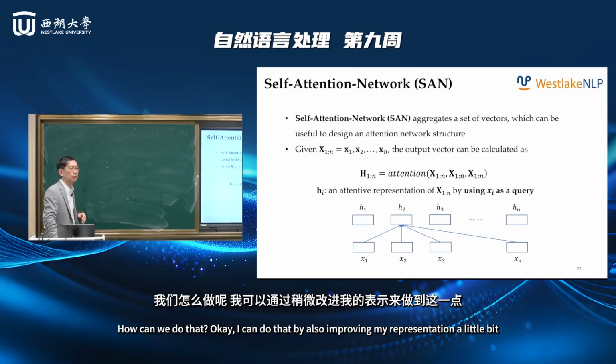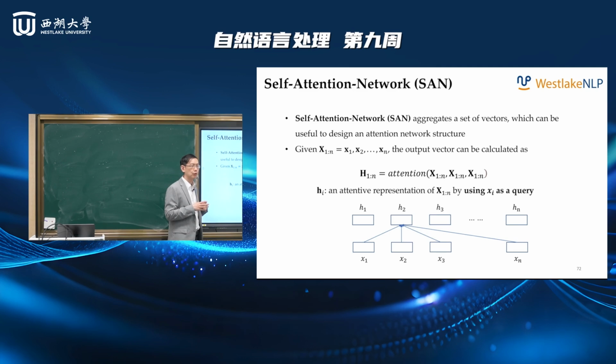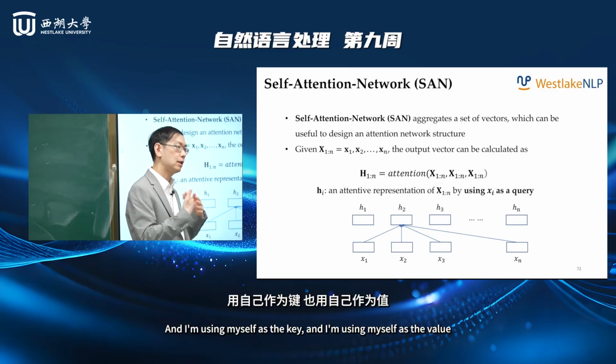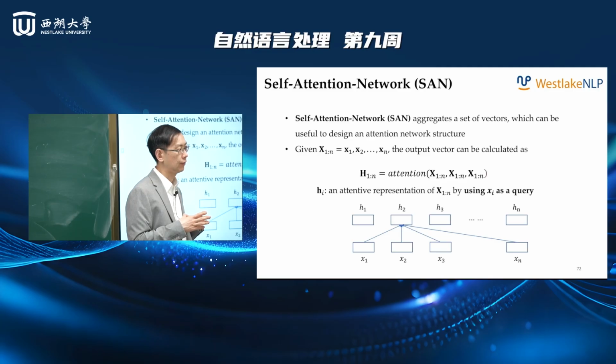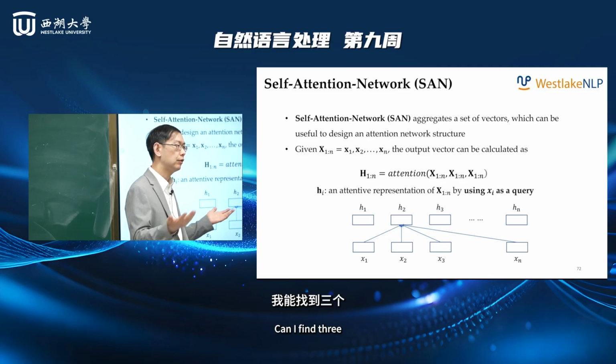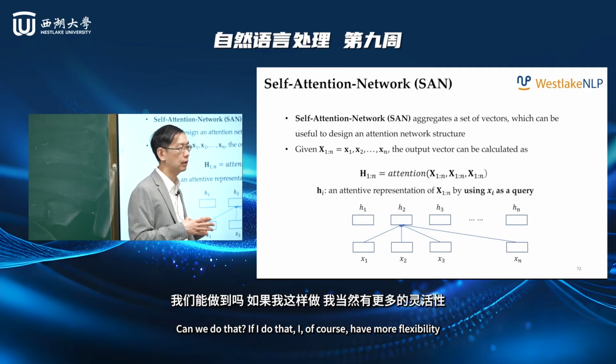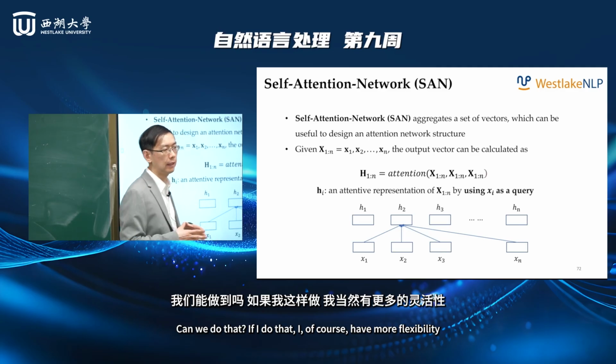I can do that by also improving my representation a little bit. Currently I'm using myself as the query, right? And I'm using myself as the key. And I'm using myself as the value. Can I find 3 different representatives of myself? One as the query, one as the key, one as the value. If I do that, I, of course, have more flexibility.